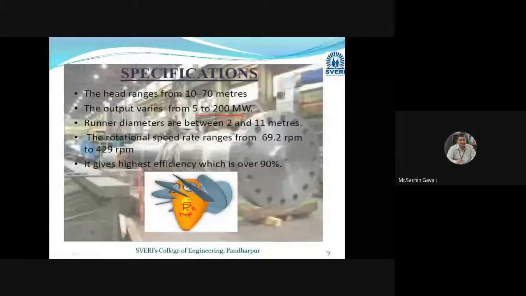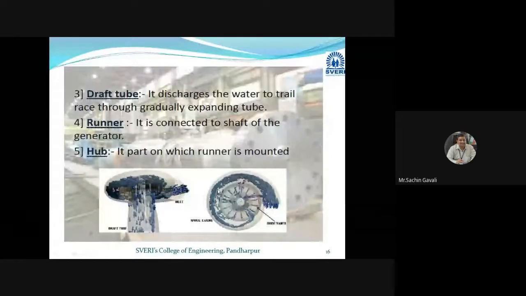And for this runner, the propeller shaft has adjustable blades. The rotational speed ranges from 70 to 430 rpm. It gives the highest efficiency, about 90%. It consists of that particular propeller shape.